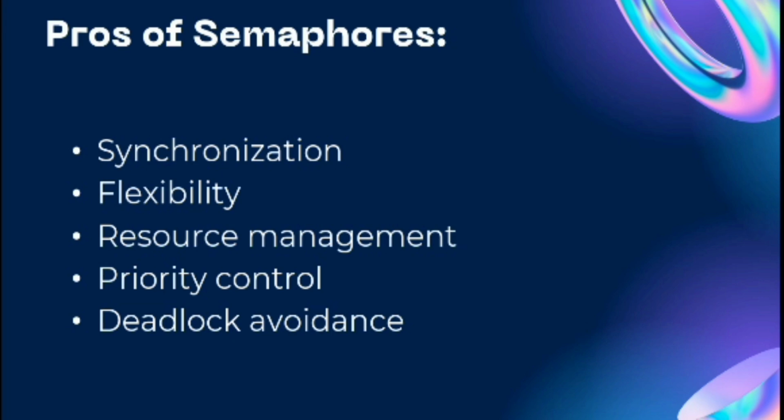And the next one is flexibility. Semaphores come in two main types, binary and counting, that provide flexibility. Binary semaphores are suitable for exclusive access, while counting semaphores can manage multiple resources.